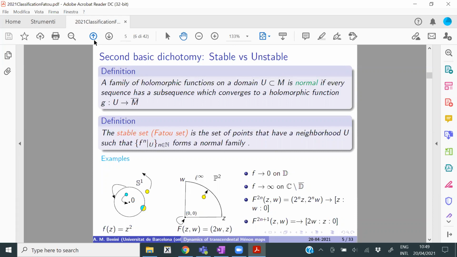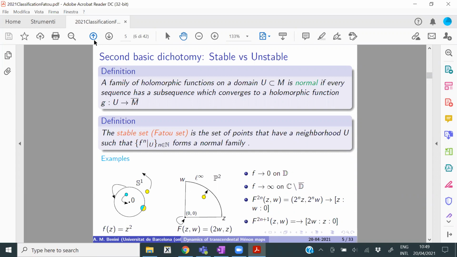I'm not going to define normal family for you, because you all know better than me. Let me just remark that normal families work well when your target space is compact. Our target space is C2, so we need to compactify it in some way. We choose complex projective space. There is a long discussion about it, but this is what we chose. And the stable set is the set of points on which the iterates are normal in neighborhoods.